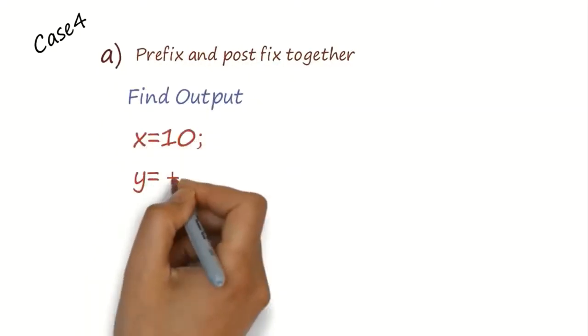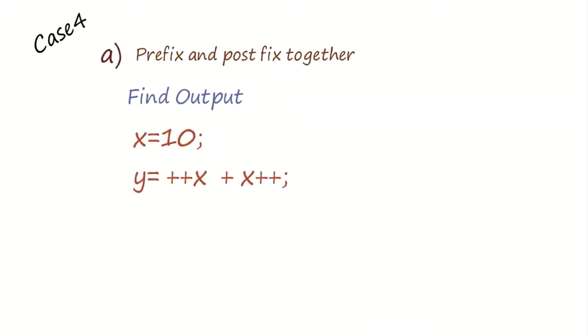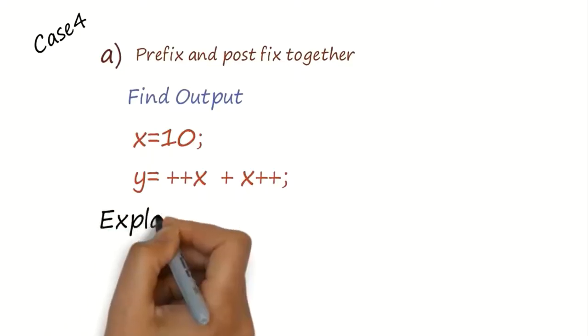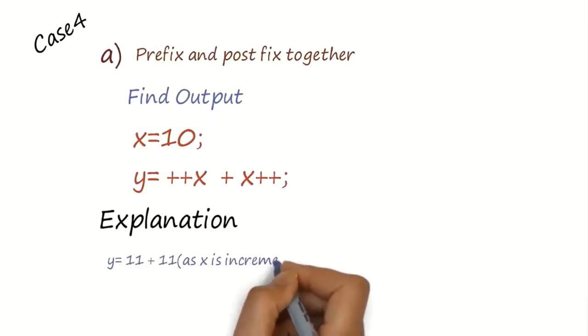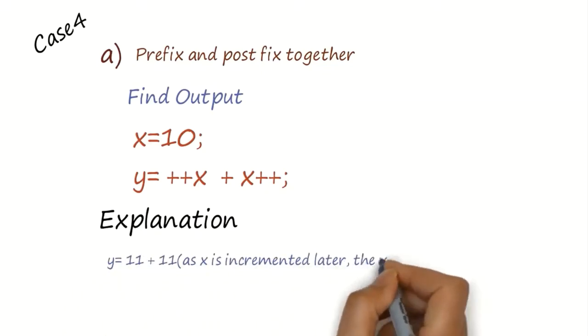So plus plus x will be 10 plus 1, that is 11, which is as per the rule of pre-increment. We increment the value of x and then assign it to x. Now for the x plus plus, it will follow the method of post increment. That means the value of x will directly get assigned to it. But notice here, it is not the initial value of x. After evaluating plus plus x, the current value of x is 11, not 10.